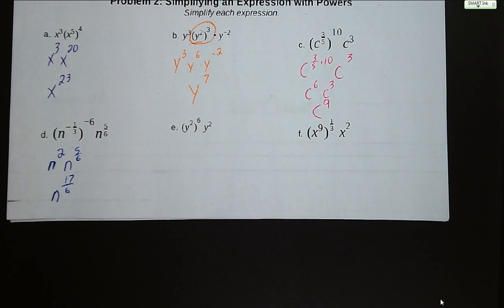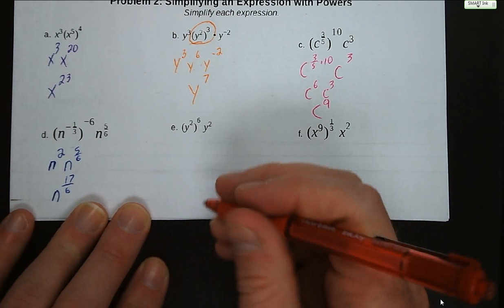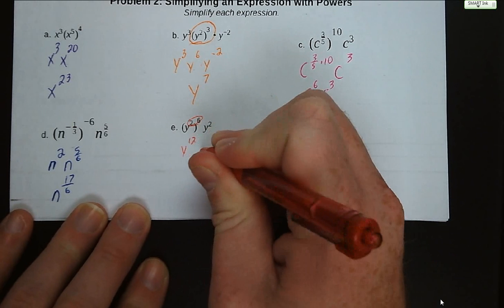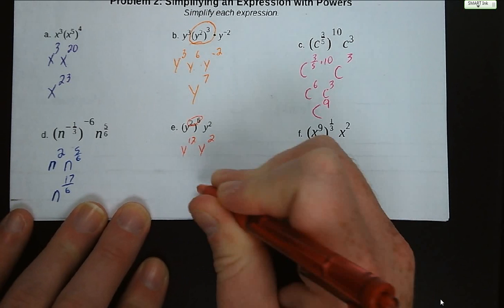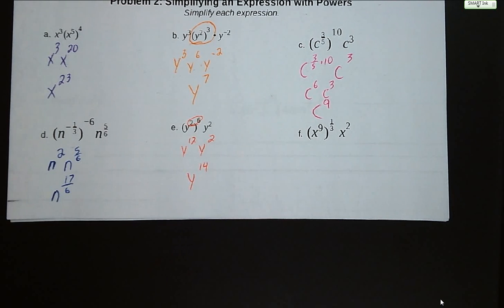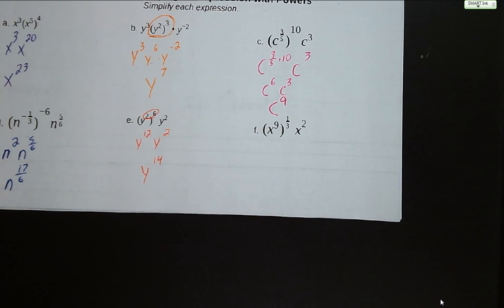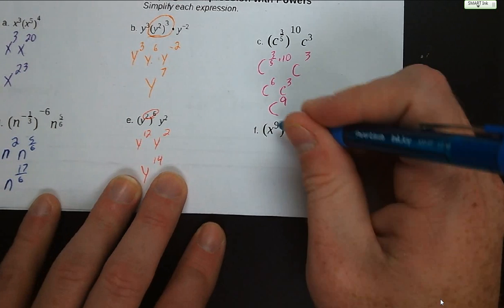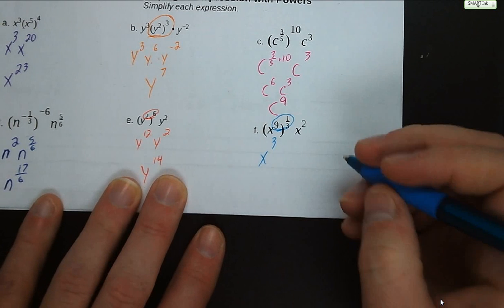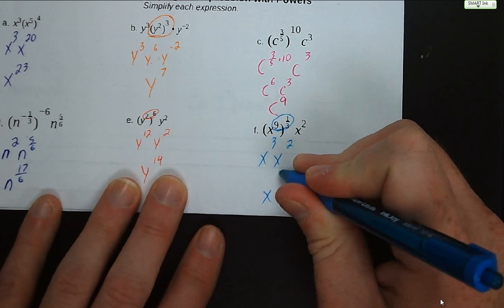Letter E, we have y squared to the 6th power times y squared. So 2 times 6, y to the 12th power times y squared, which simplifies to y to the 14th. Letter F, 9 times 1/3 is going to be x to the 3rd power times x squared. Add those together, we have x to the 5th power.